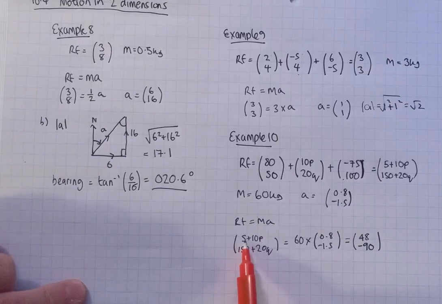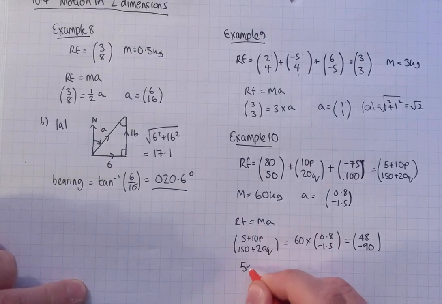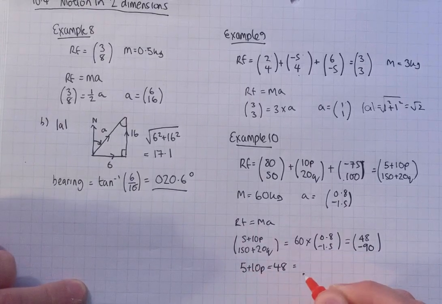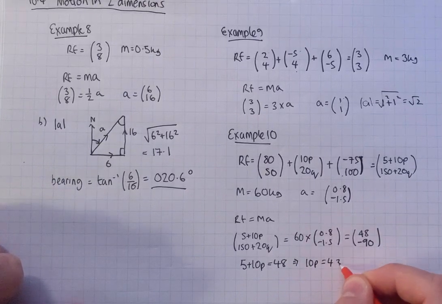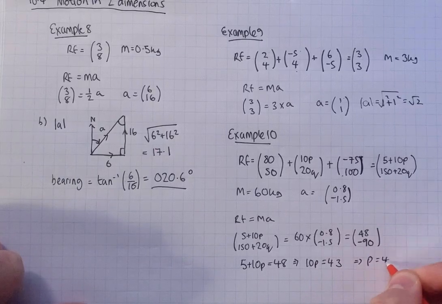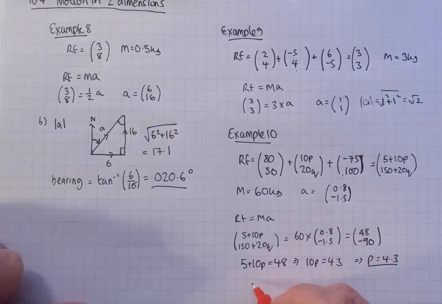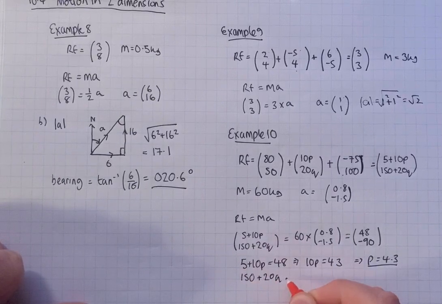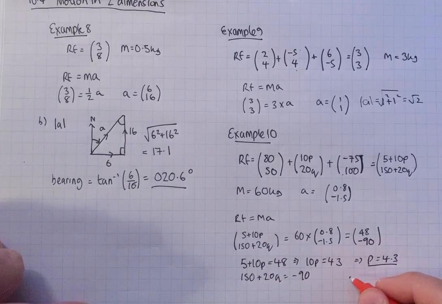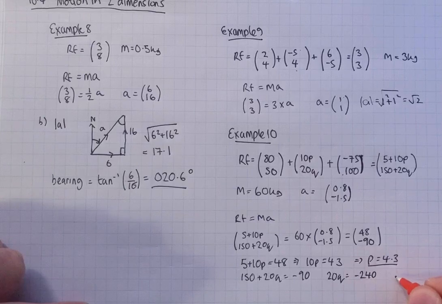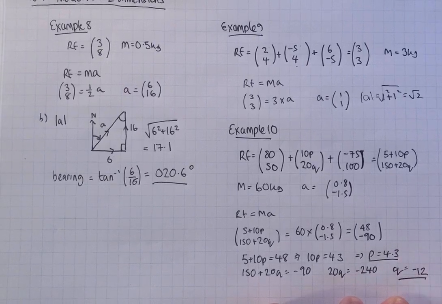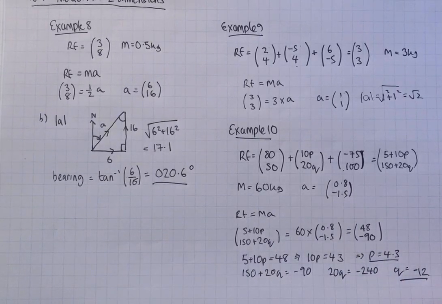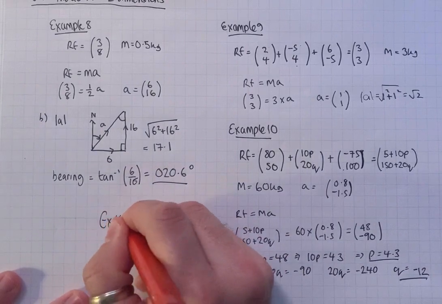So that gives us two equations. 5 plus 10p is 48. So 10p is 43, p equals 4.3. And along the bottom, 150 plus 20q equals minus 90, giving us 20q is minus 240, meaning that q is minus 12. So there are values for p and q. Okay, that's everything up to exercise 10D. So crack on with that now.